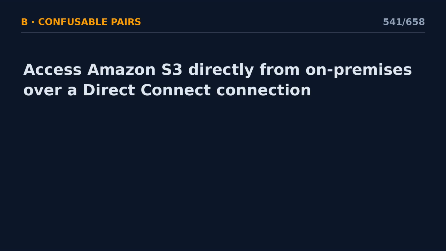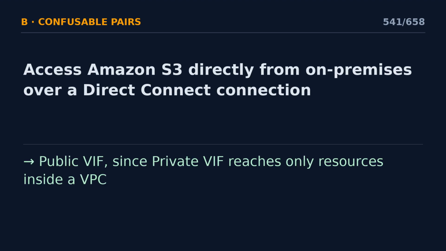Access Amazon S3 directly from on-premises over a Direct Connect connection. Answer: Public VIF, since private VIF reaches only resources inside a VPC.